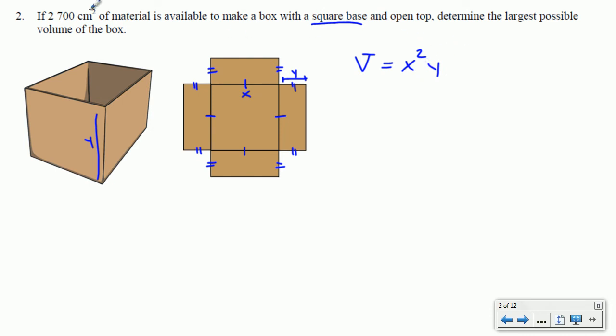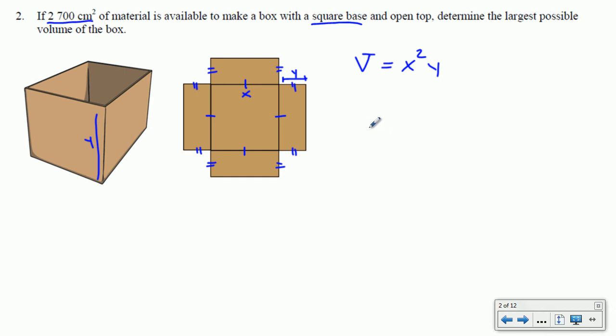So one other bit of information that we haven't used yet is this. So the area of the box is going to be x squared, that gives the base, and then we're going to have x by y, and we have 4 pieces that are x by y.